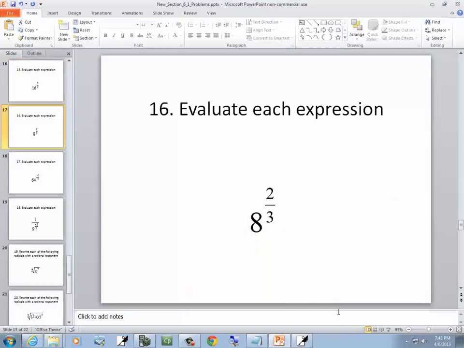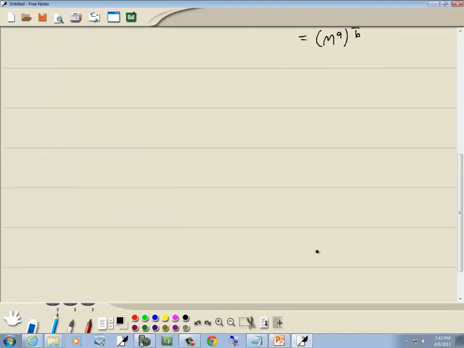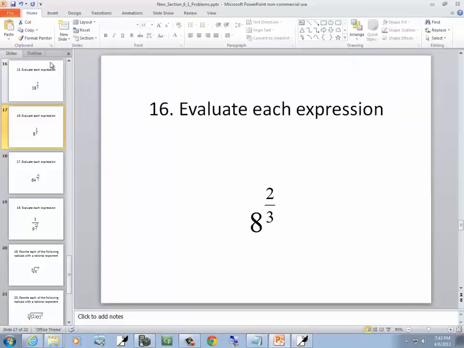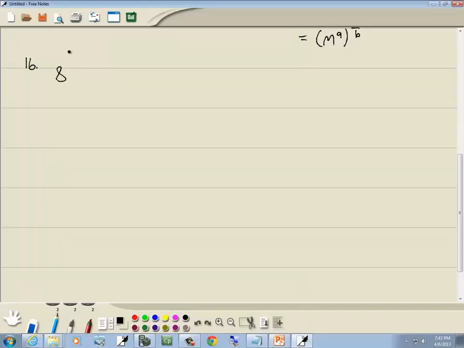Let's take a look at another one. Got 8 to the 2/3 power. We got a number to a fractional power where the numerator is greater than 1. Our first step is to again take the number in the numerator of the exponent and put it on the outside of a set of parentheses. So this becomes 8 to the 1/3 raised to the 2nd power.